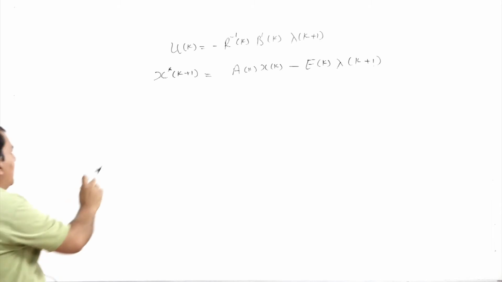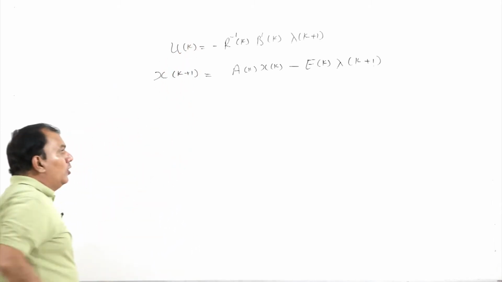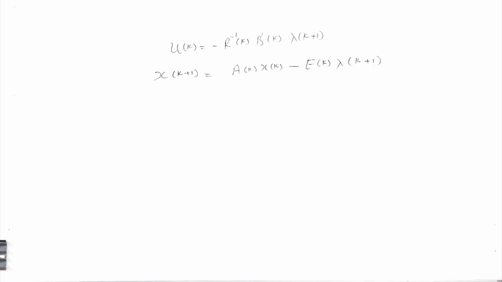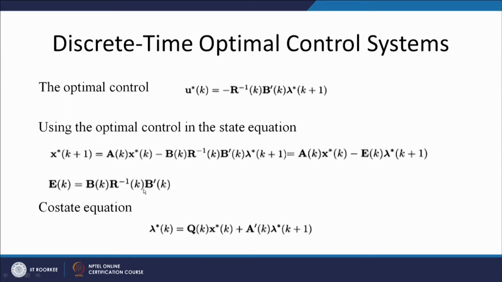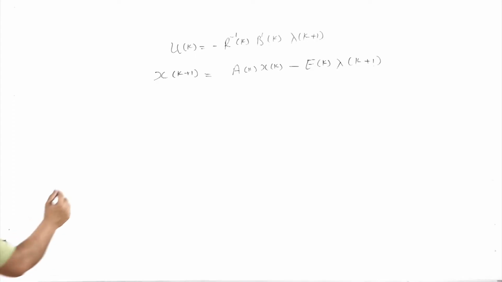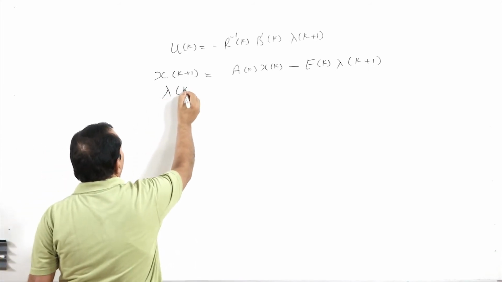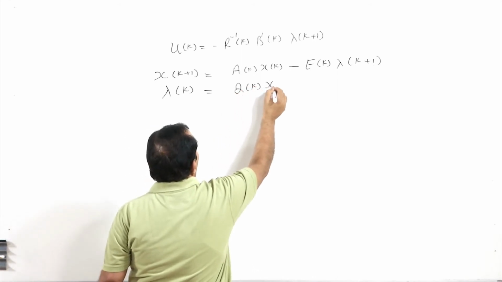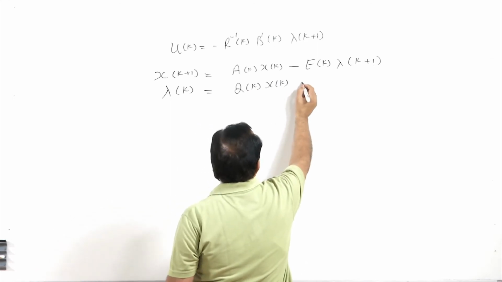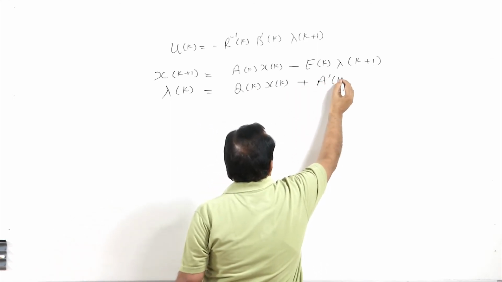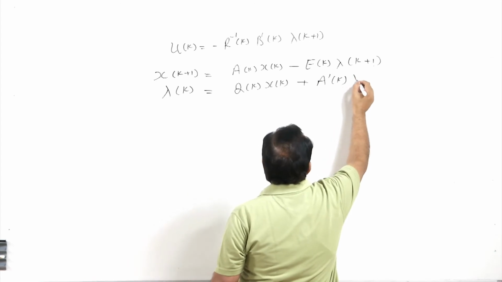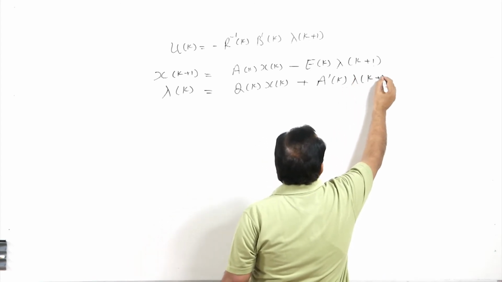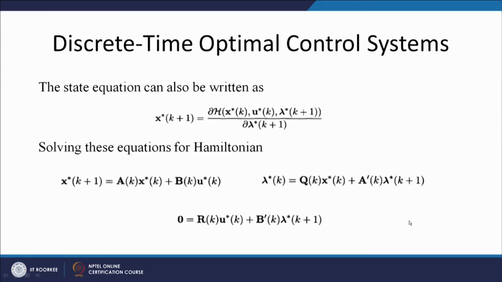So, just for simplicity I am dropping this star from all the writing, where E is nothing but B_k R_k inverse B_k transpose, and my co-state equation I will take as such, which is lambda k equals Q k x of k plus A prime k lambda k plus 1. This is my co-state equation which we are taking directly.